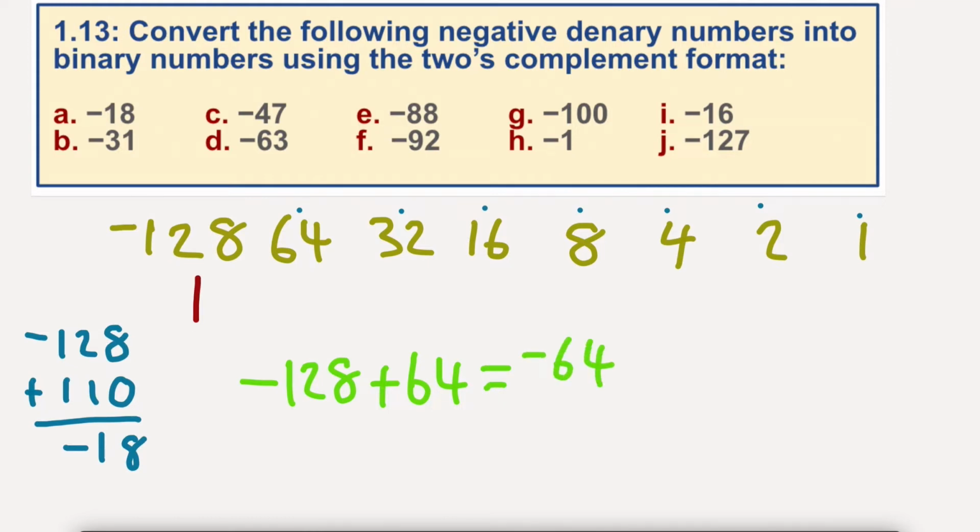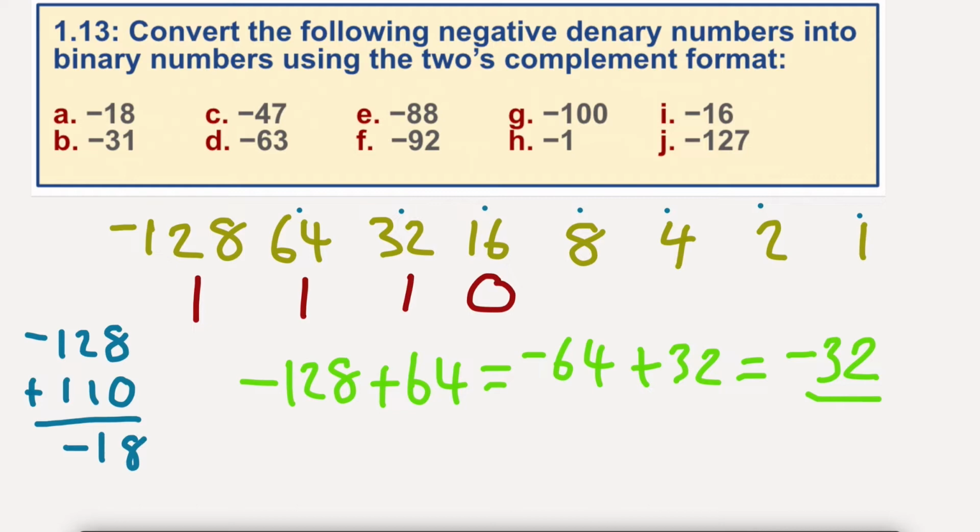Okay, so I'm going to add that to it. If I then add plus 32 to this, I'm going to end up with the number minus 32. Okay, so I can do that. And if I add 16 to this, I would end up with minus 16. I'm trying to get to minus 18. So I'm going to stick a 0 in there.